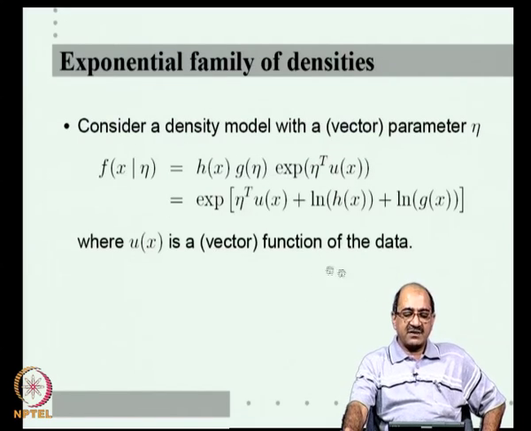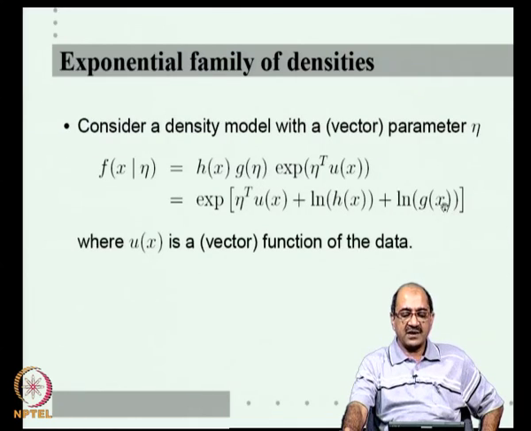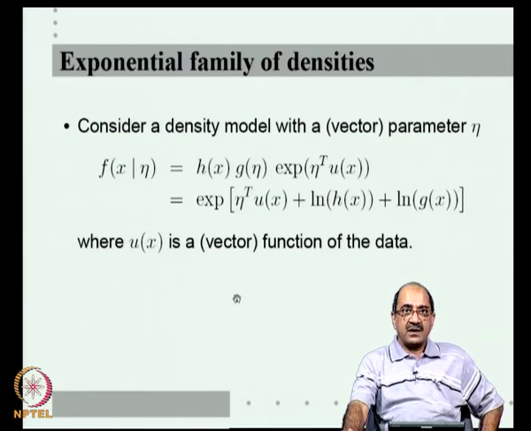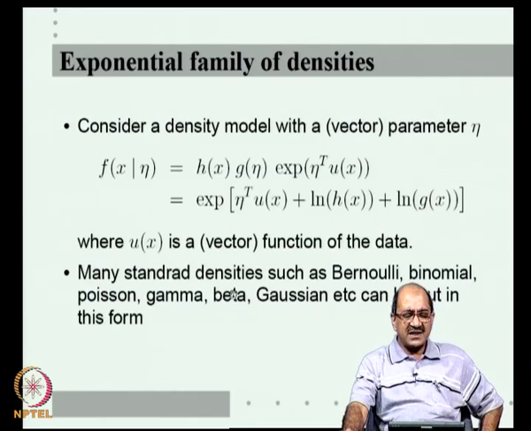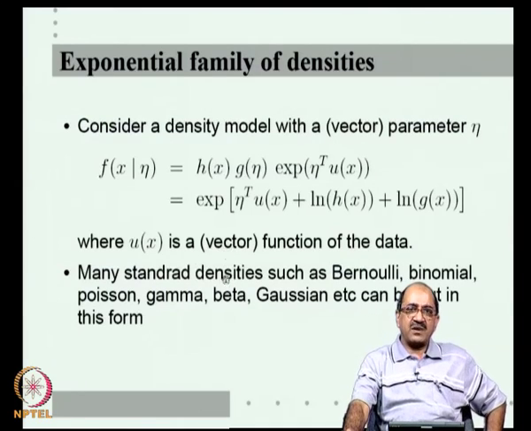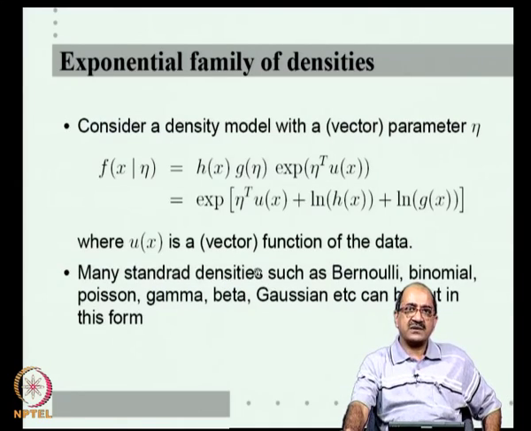The second line in the equation tells you why, because I can always write it as exponential of some of different terms, one term involving only x, one term involving only eta, this should have been eta not x, and one term involving eta and u of x. Okay. Many standard densities such as Bernoulli, binomial, Poisson, gamma, beta, all of them can be expressed in this form. As a matter of fact, among the standard densities, the only density that cannot be expressed in this form is a uniform density. Otherwise, most other densities can be expressed in this form.